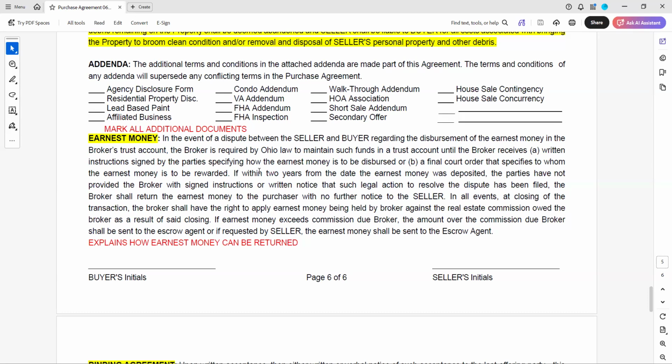Okay, you can't just call up the title company and say, hey, the deal's dead, send the earnest money back to the buyer. That's not how this works. There has to be a clear written paper trail. So how does earnest money get dispersed?